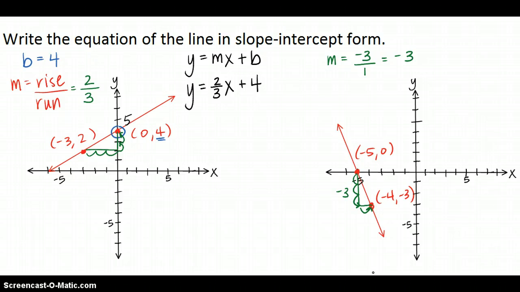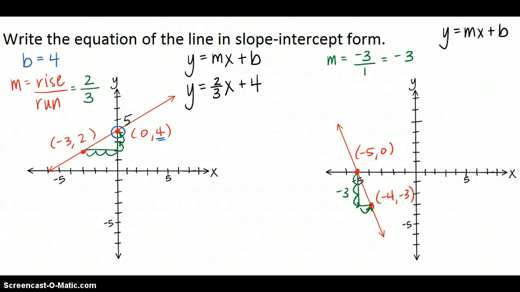When we don't have the y-intercept because it's not shown to us on our graph, we can use the skills and the question that we just did before. When we were given the slope and a point on the line, we could plug them into our slope-intercept form, and we can solve for the y-intercept. So I'm going to start out by writing y equals mx plus b.